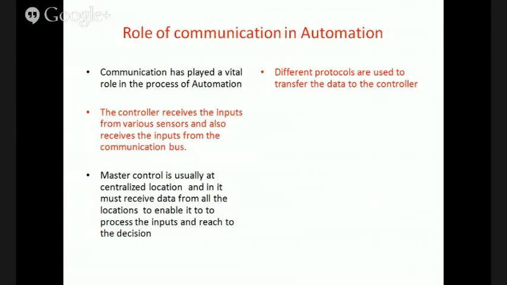If it is centralized, then only it will receive all the inputs at a time at one place, and then it will process it to get the required output. Different protocols are used to transfer the data to the controller. This I was talking about. A lot of protocols are being used for communication.